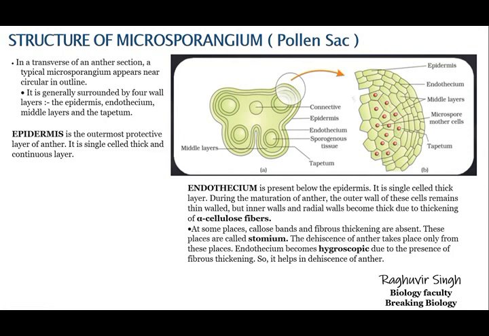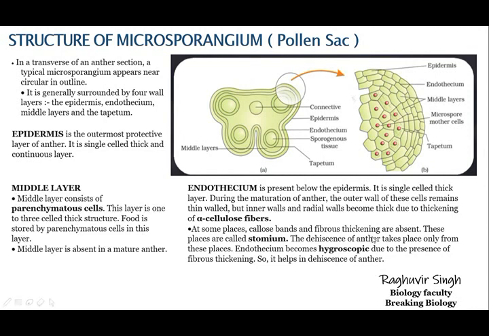I will come to that later. So basically the main thing that you have to remember is the deposition of alpha cellulosic fiber in the radial and inner wall of the endothecium, and these things are basically hygroscopic in nature. So this has something to do with the dehiscence of the anther.